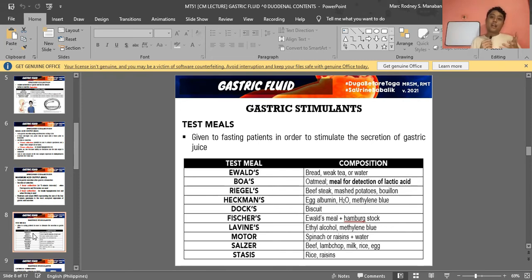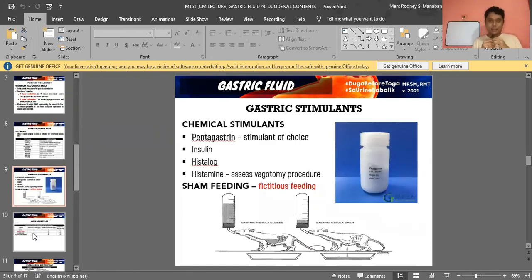Again, the main purpose lang is for stimulation para ma-trigger mo ang stomach to release gastric fluid. Now, another method is of course chemical stimulants. Ayan. So it's either iba ra po siya ipakaon sa patient and then after some time i-collect ng gastric fluid kay siya mo stimulate sa imong stomach to produce the gastric fluid. So you have pentagastrin, the stimulant of choice, all right? You have insulin, histalog, and histamine.